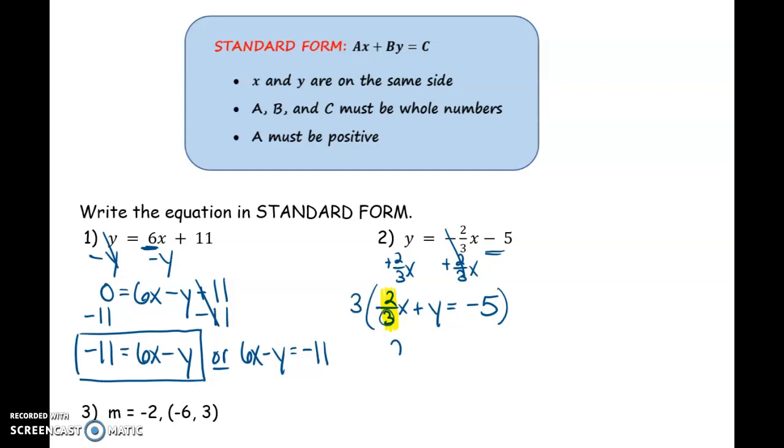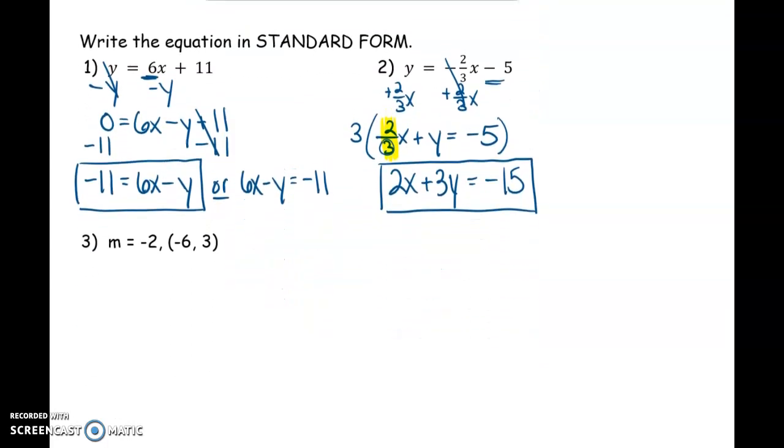3 times 2/3 x is 2x. 3 times y is 3y. And 3 times negative 5 is negative 15. And there's my standard form. X and y on the same side, all whole numbers. And remember that when you multiply the equation by something, you have to multiply all terms by that number.